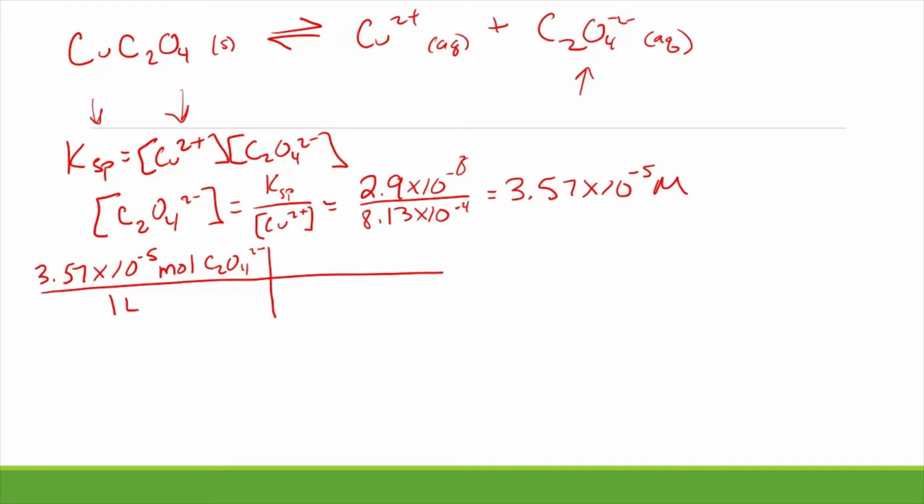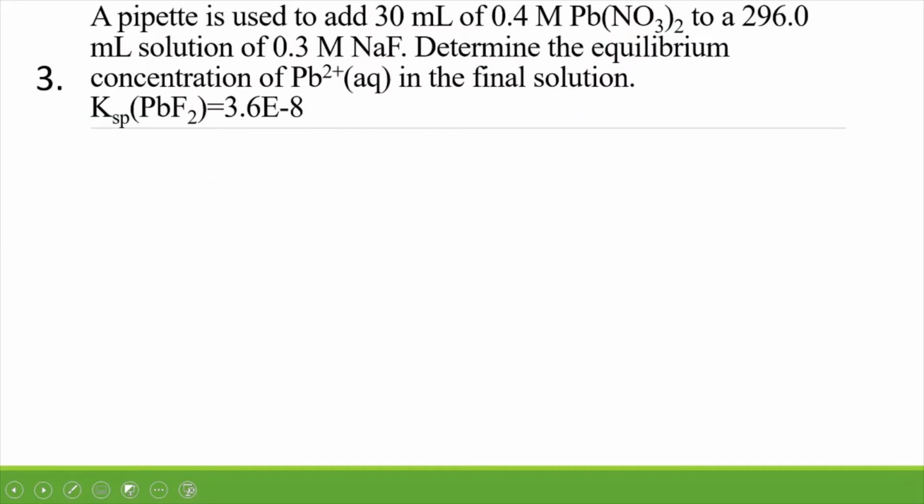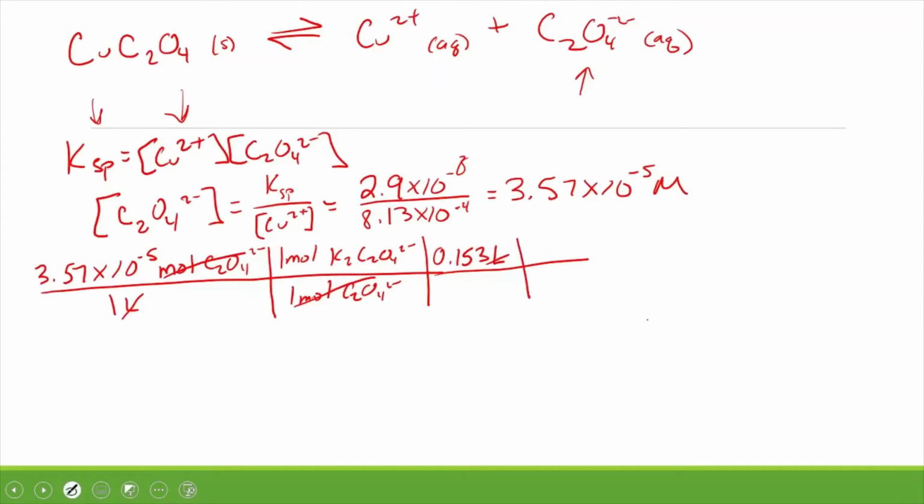So we're using oxalate ion, but potassium oxalate is what we are adding. Okay, solid potassium oxalate. If you want, you can go ahead and say that you have 1 mole of potassium oxalate, K2C2O4, for every 1 mole of oxalate, if that helps, just to simplify it a little bit. And now we know our volume that we were adding this to is 0.153 liters. So we took milliliters, turned them into liters, so that goes away.